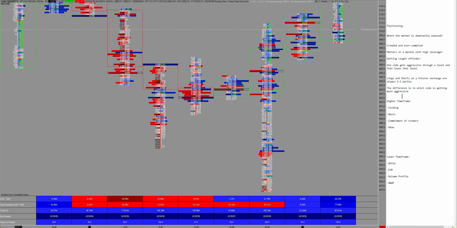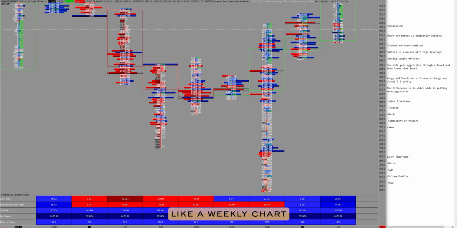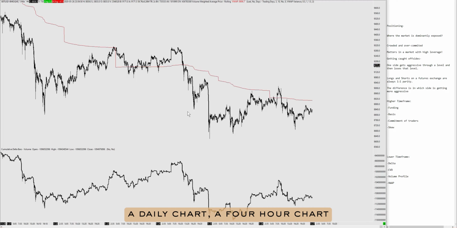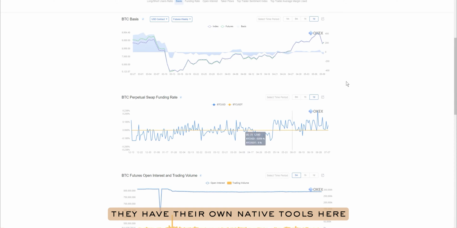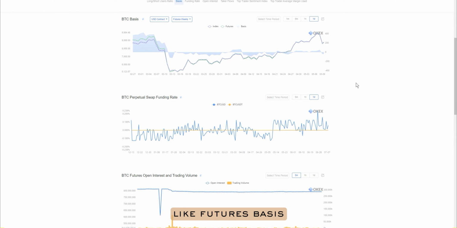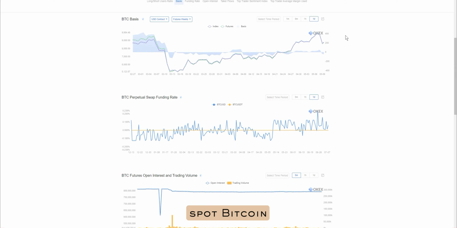Okay, so for higher time frame positioning, if we're trading something like a weekly chart, a daily chart, a 4-hour chart, if we're taking more investment-type positions, swing trading, position trading, we could use tools such as funding, basis, commitment of traders, options, skew. And if you go to OKX, you can see that they have their own native tools here. So for example, you can look at something like futures basis. You could look at the basis between perpetual swaps and, for example, spot Bitcoin.